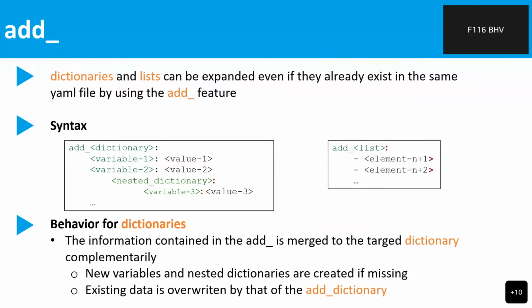And again, in the case of the dictionaries, this is done complementarily. So that means that if I have, for example, a dictionary already defined in a given file, and then somewhere at the bottom I define an add to that dictionary, the add dictionary is going to win over the dictionary that has no add, if there is some repetition of the variables. And why do we want that?